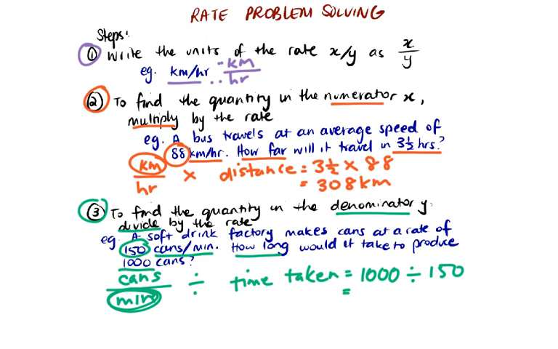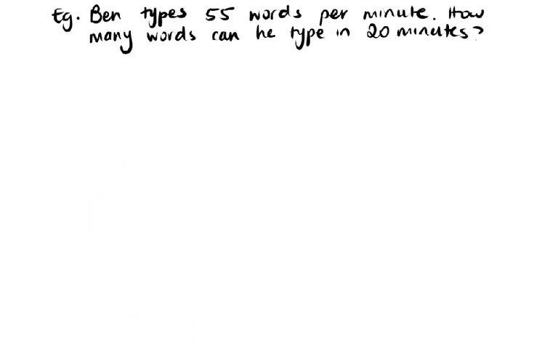So if I divide those two, I would get 6 minutes 2/3. And I'm going to round that up to 7 minutes. So it will take about 7 minutes to produce 1,000 cans. Let's go through a few more examples.